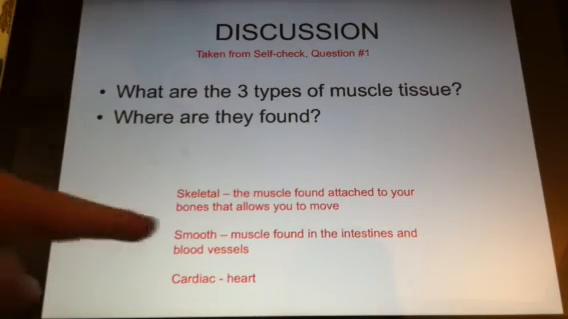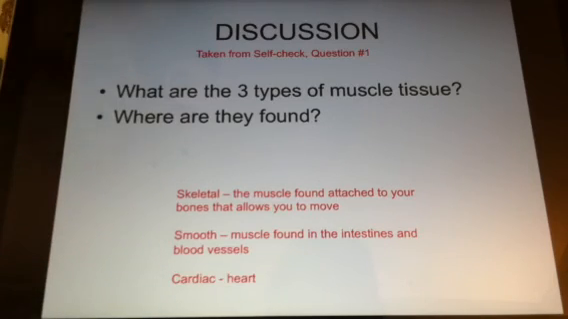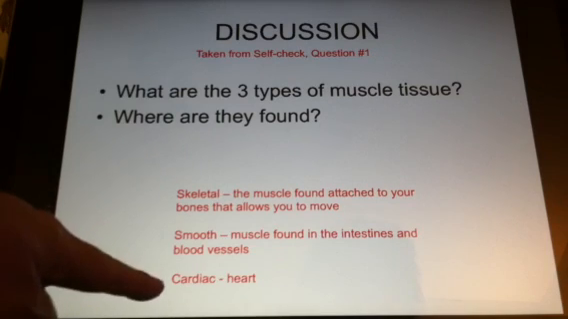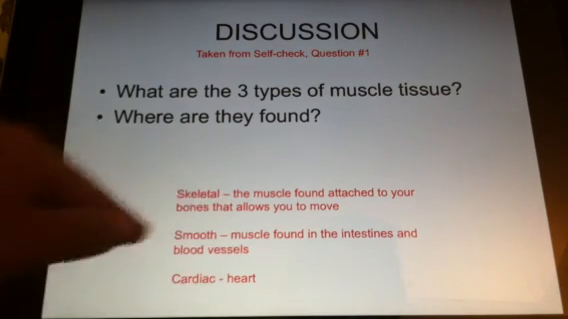The second type of muscle is smooth muscle. And smooth muscle is very different from skeletal muscle. It's not attached to your bones. It's found in the intestines, it's found in the bronchi of the lung, your esophagus, major blood vessels in the body. And the third type of muscle tissue is cardiac, which is found in the heart.